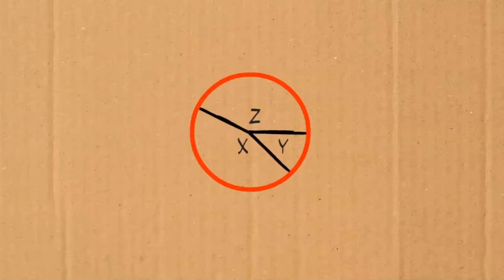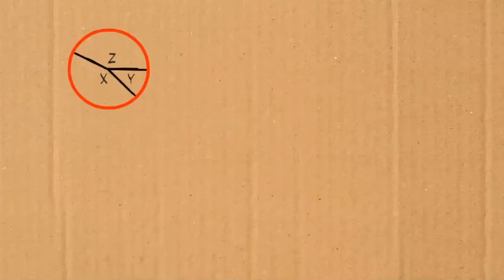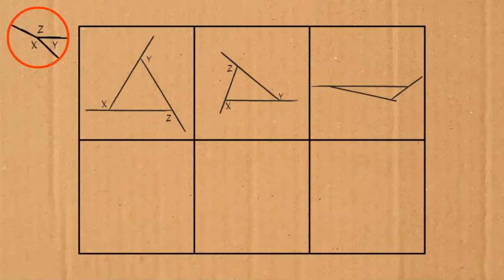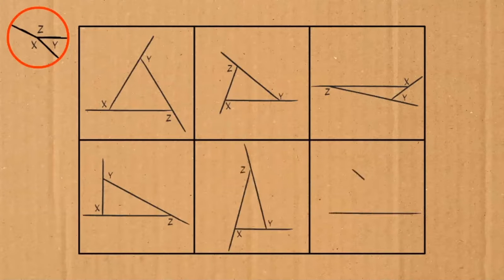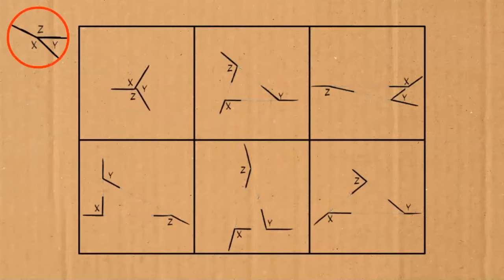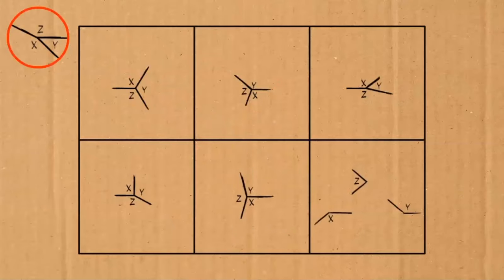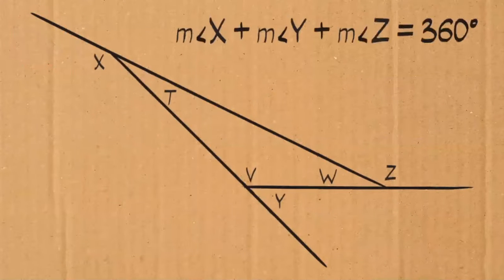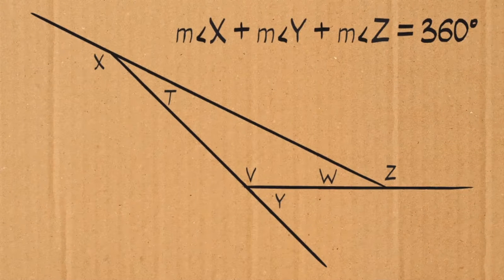Because we know that there are 360 degrees in a circle, we also know that the sum of these exterior angles, X, Y, and Z, is 360 degrees. Pretty cool, right? This is true of all exterior angles. Look at all the possibilities. So, for every different set of exterior angles X, Y, and Z, the sum of their angle measurements is 360 degrees.